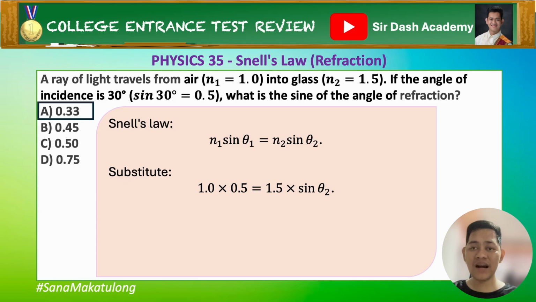Ang maganda sa tanong, ang question nga lang naman is yung sine of the angle of refraction. Kaya hindi mo na kailangan mag-arc sine. Hindi mo na kailangan ng calculator dito. Hence, solving for it, 0.5 equals 1.5 sin theta 2, dividing both sides by 1.5. We will see that yung sin theta 2, ito yung sine of the angle of refraction, is 0.5 over 1.5 or 1 over 3 or 0.33.